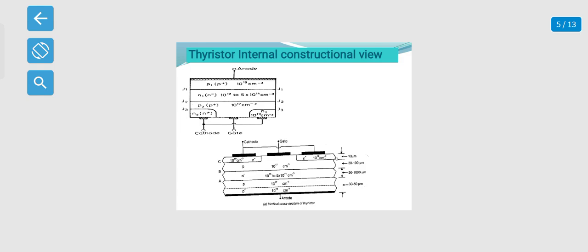As the anode to cathode voltage is increased, the voltage across junction J2 increases. At a certain voltage, this junction will break down and the SCR will start conduction. This voltage is called the forward breakover voltage. It is possible to turn on the SCR without any gate current by applying a forward voltage beyond it.